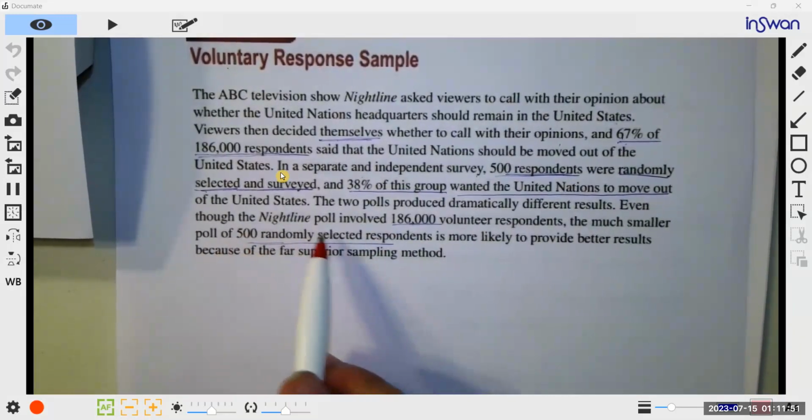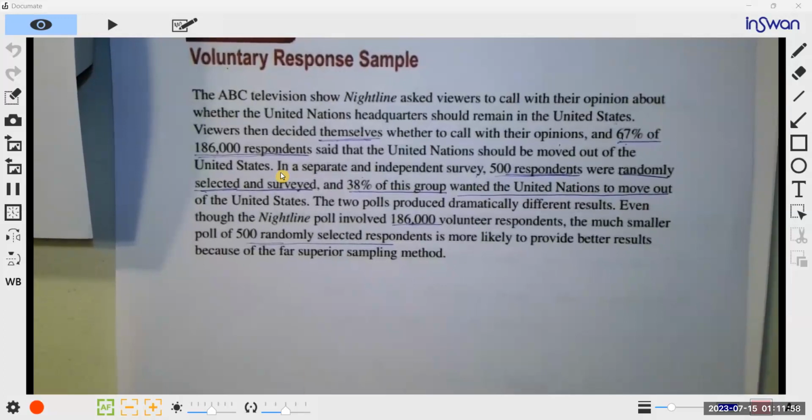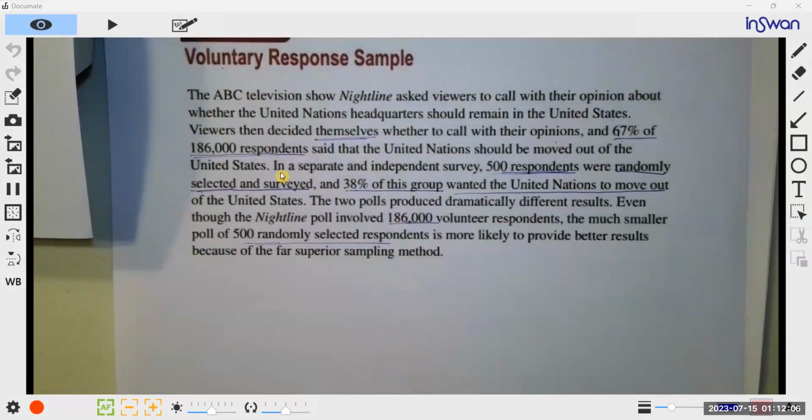So if you just do 500 people, say, okay, here's a situation. What do you think about the UN being in New York? Is that good, or should it leave? So it's more accurate. Even though the sample size is small, it's a better representation of what's going on.